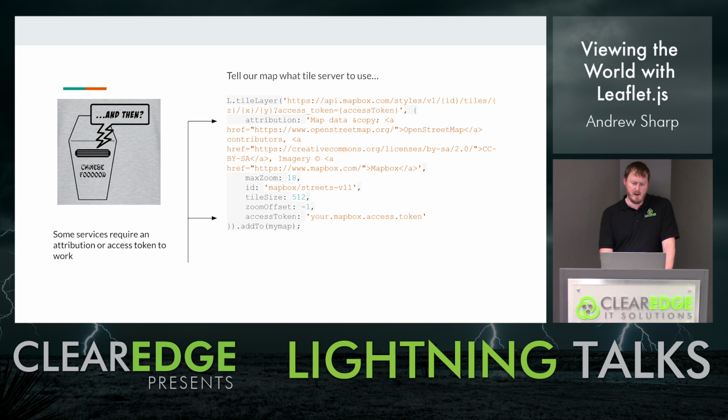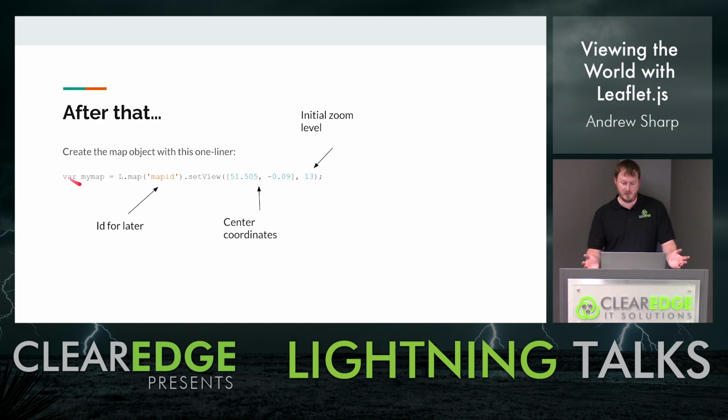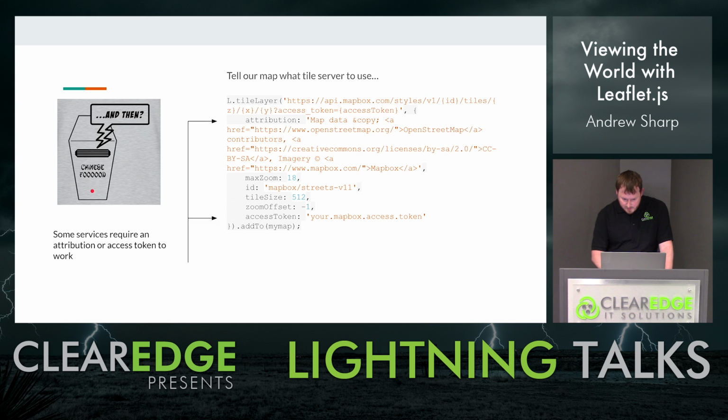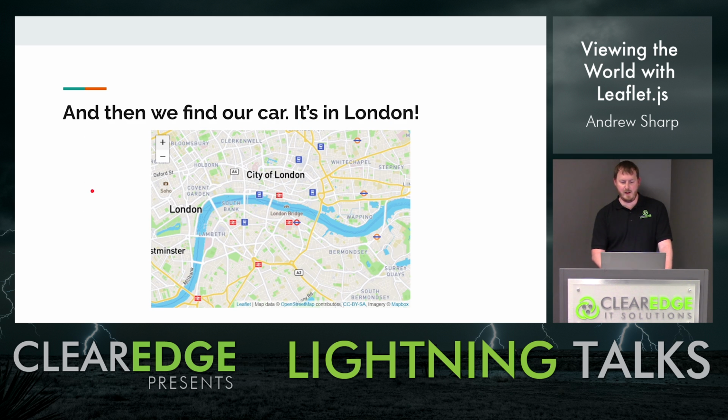There's tons out there. And then certain services will require an attribution in order to work. So for instance, Mapbox requires this attribution variable, and then sometimes they require an access token as well. They're just strings, kind of giving credit and all that stuff. And then what we do is we just add it to the map. You'll see my map is the object we created before. And then essentially we find our car. It's in London. It's down there.